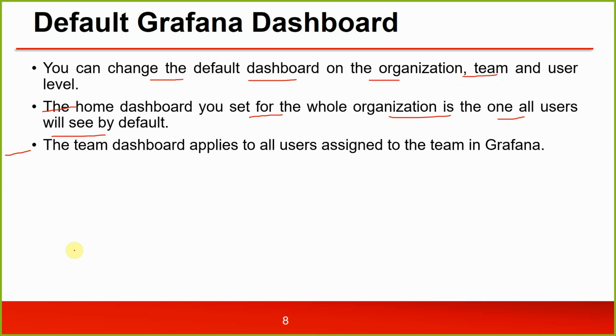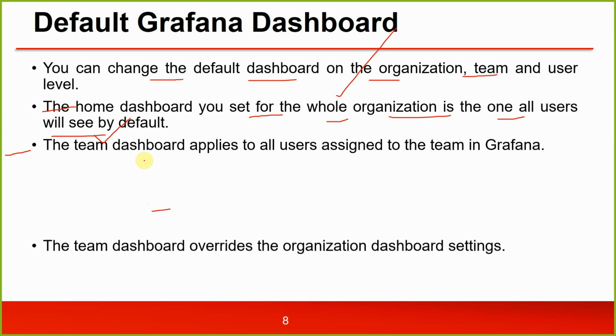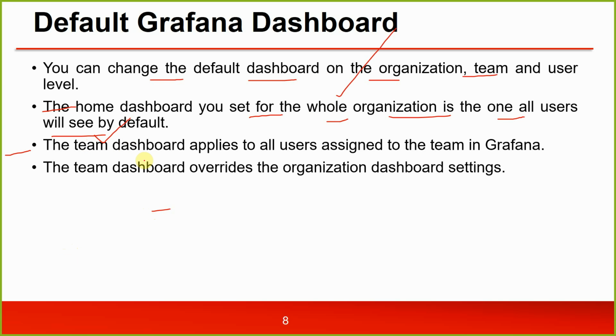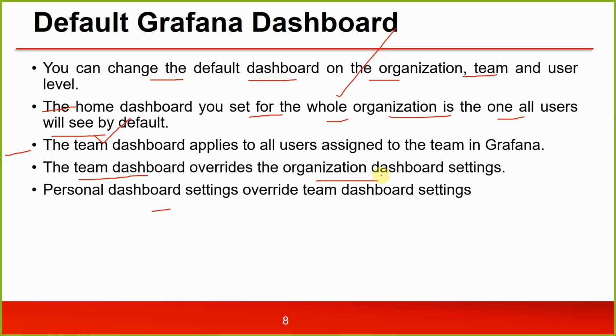Therefore, this is the second layer. If the default home, this whole organization dashboard, is also set, and the team is also set, then the team dashboard will be applicable, will be visible to all the team members. The team dashboard overrides the organization dashboard, as I said, because in that case the team dashboard will be visible, not the organization dashboard, if it is configured for a specific team. Similarly, we have personal dashboards. Personal dashboard settings will override team dashboard settings.